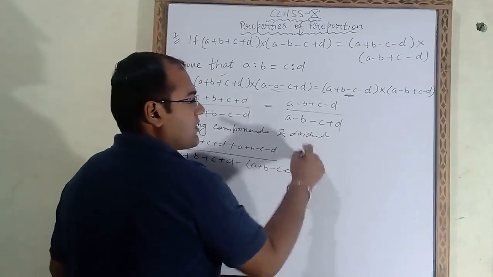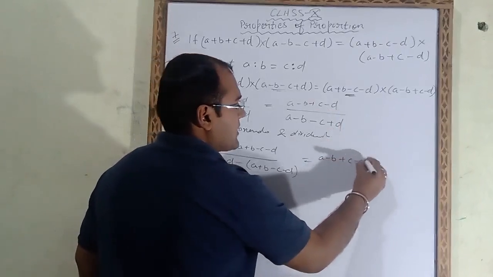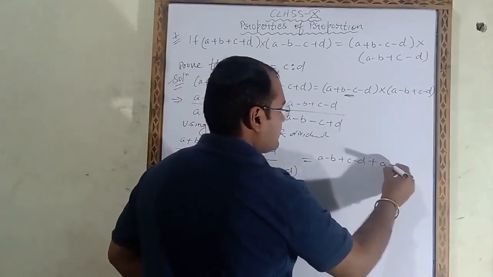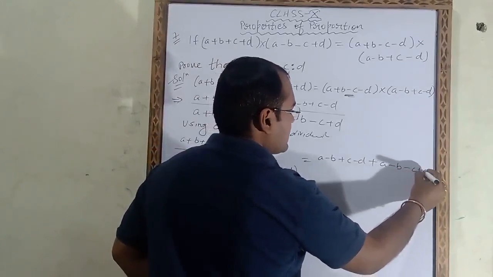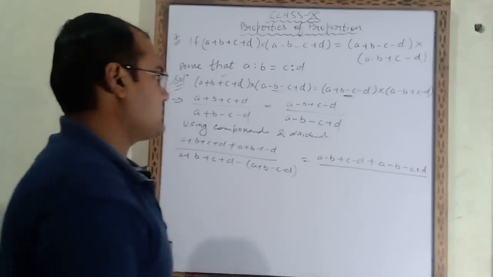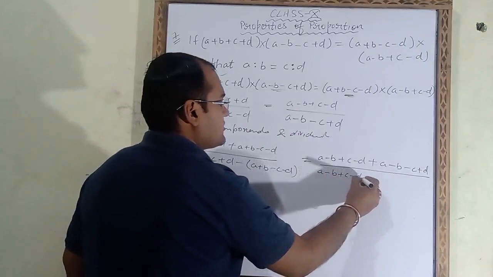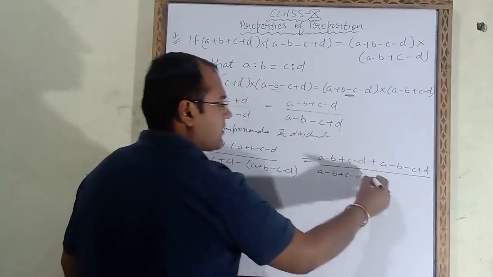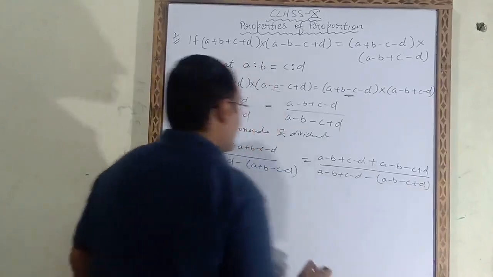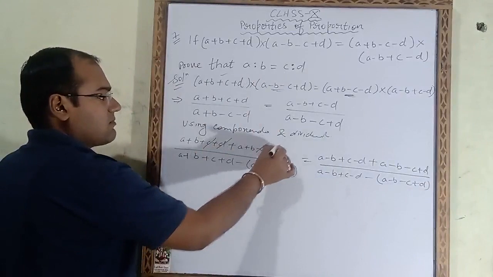In the same way we will do on the right side: (a minus b plus c minus d) plus denominator (a minus b minus c plus d), we will find the difference. So a minus b plus c minus d minus denominator, we have to write in bracket a minus b minus c plus d. Now minus c and plus c will get cancelled, plus d and minus d will get cancelled.